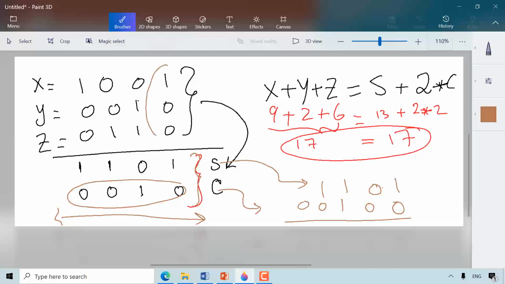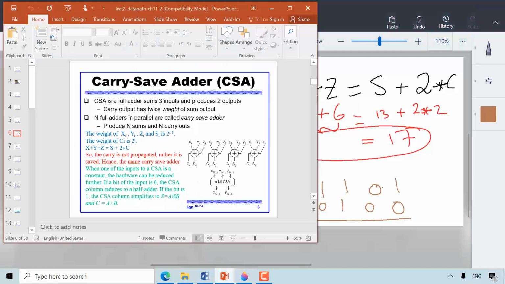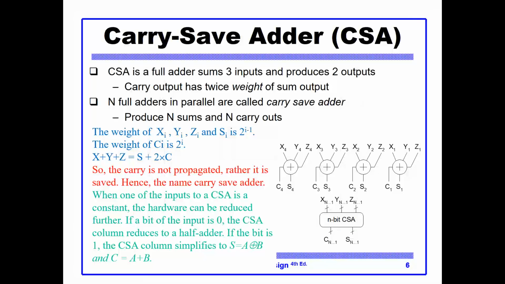Watch as I add here. All I need is what? A full adder, because I'm adding 3 bits and I'm producing a sum and a carry. Here, same. Here, same. Here, same. And that is very quick. Very quick, one step, and I'm generating the sum row and the carry row. All right, so with that explanation, let's go back to our slides and see what we have here.